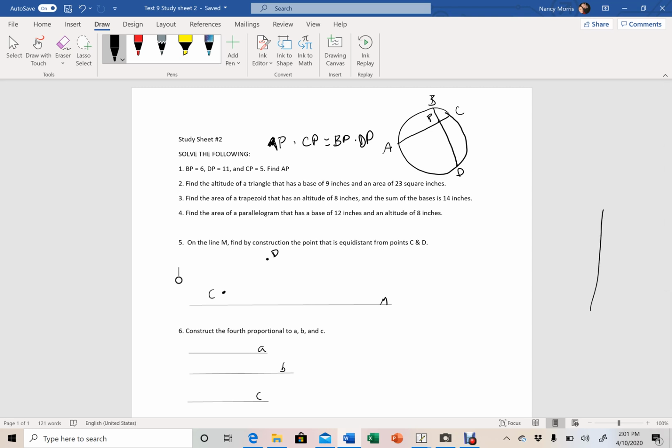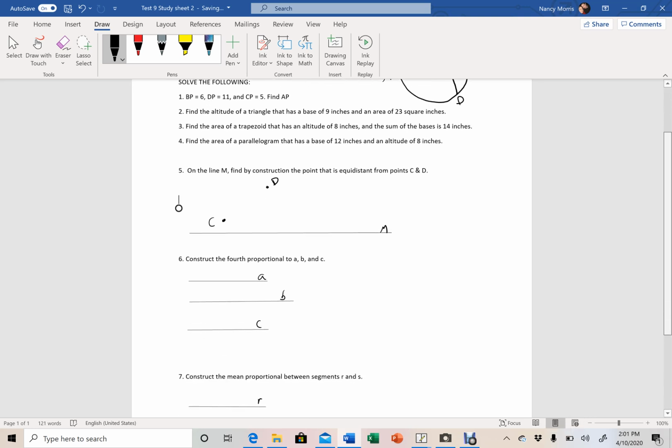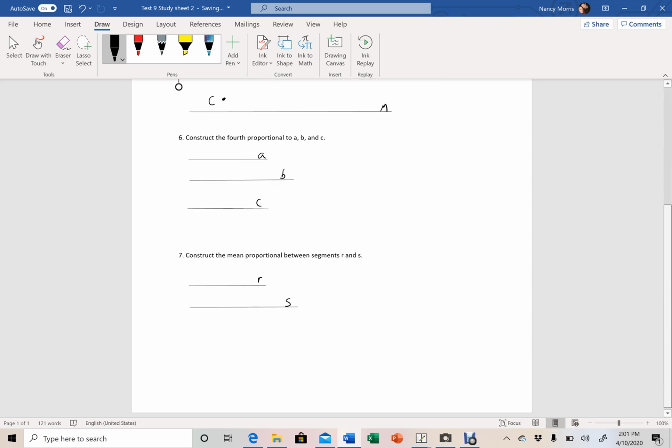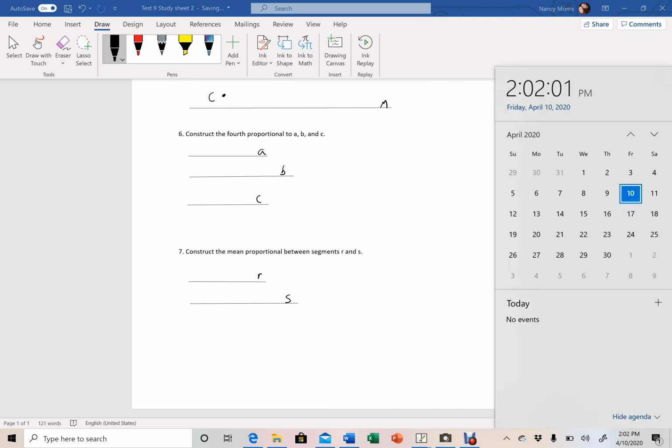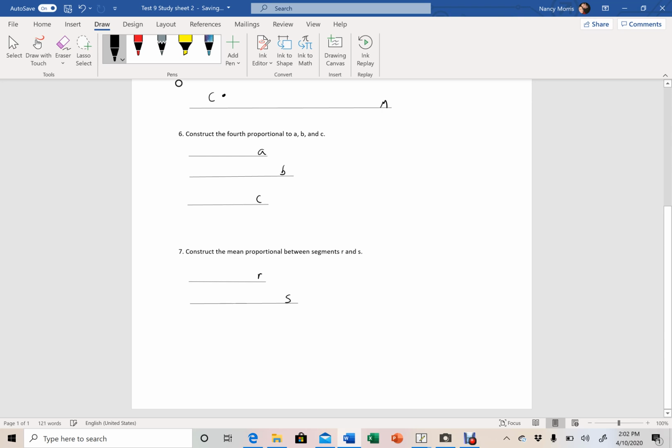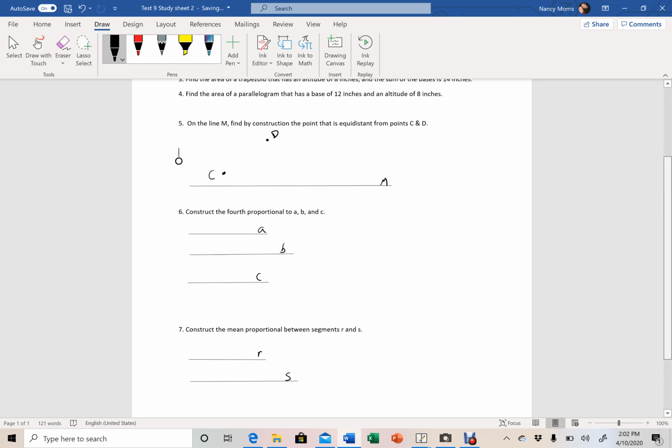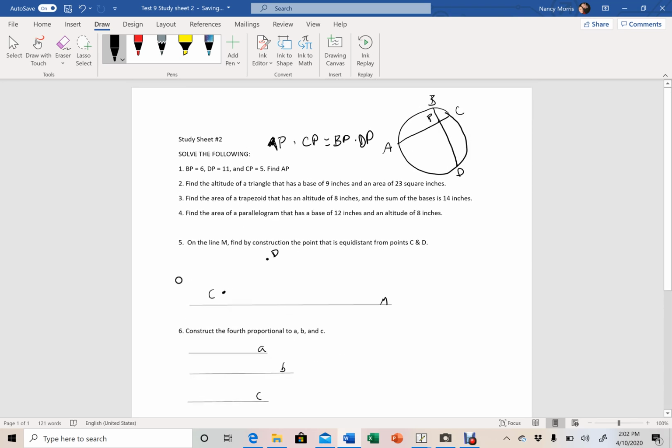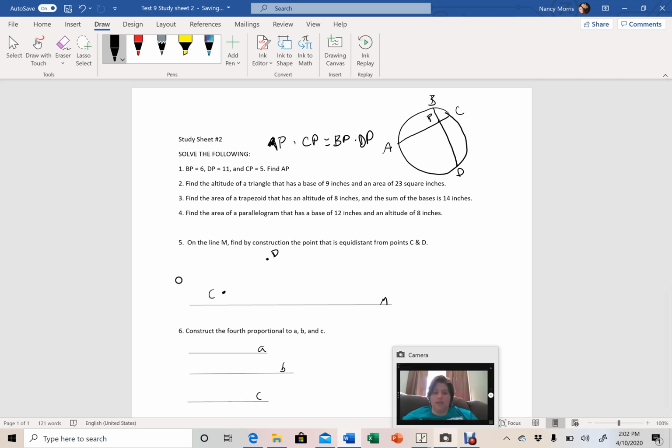So this study sheet is due tomorrow, now I forgot what I'm doing. On Wednesday, the 15th, okay? So make sure you get this done, and then make sure you hand in study sheet number 1 to me today. All right? If you have any questions, reach out to me.